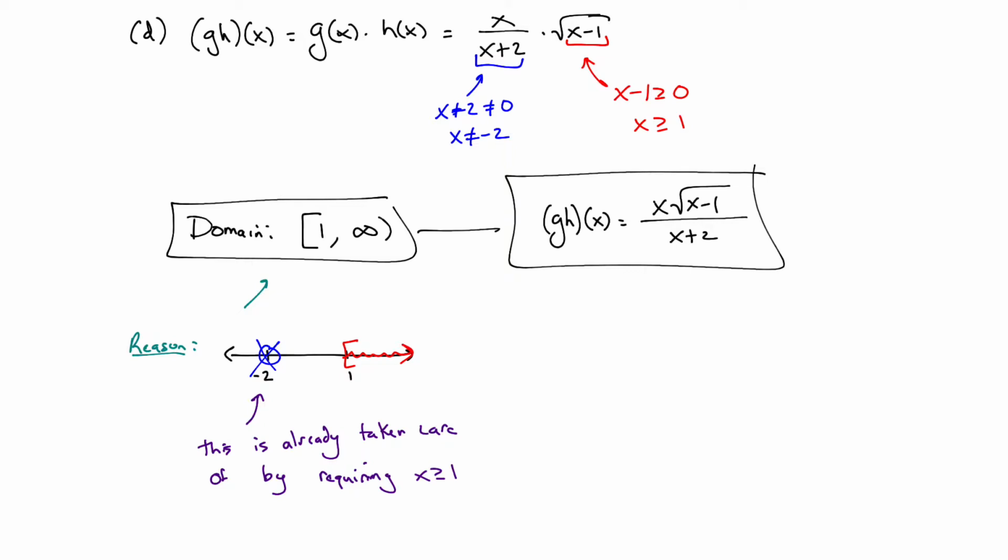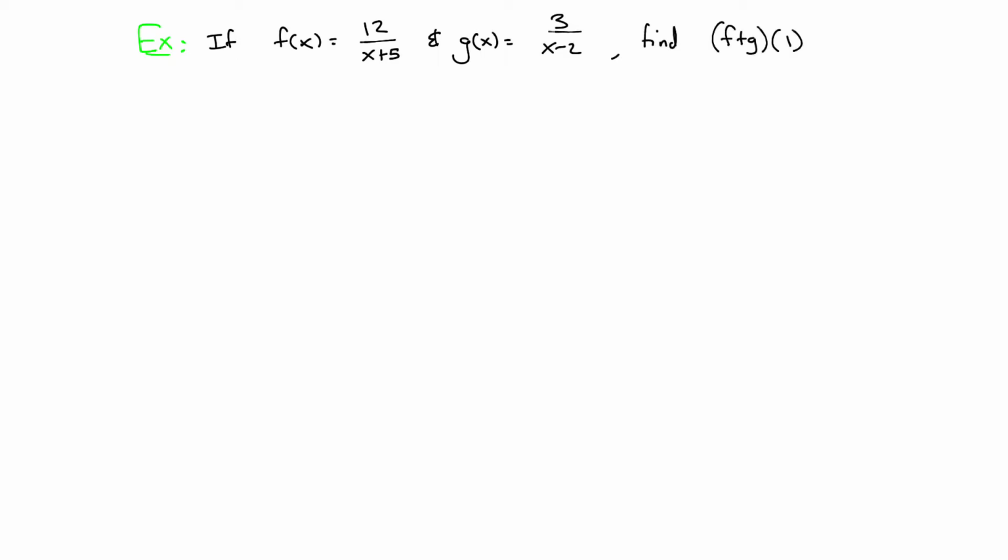And we just have one more quick problem to do that talks about a minor nuanced situation that we can talk about. So if f of x is equal to 12 over x plus 5 and g of x is equal to 3 over x minus 2, find f plus g of 1.